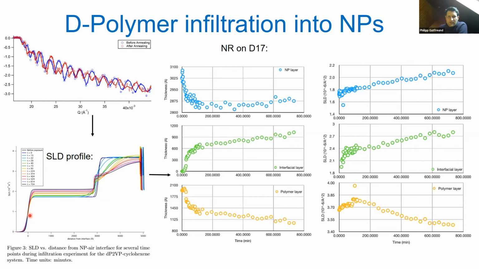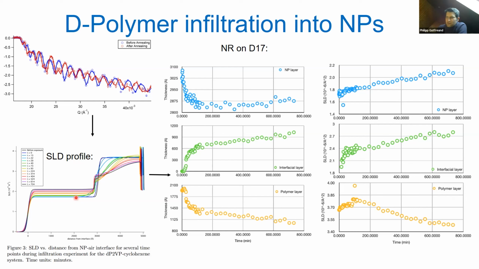We switch on the solvent vapor. This was cyclohexane vapor in this case. And then the nice stratified structure, which is the dark blue line here, which clearly shows 2 layers, nanoparticle and deuterated polymer, gets basically smeared out, and we get a gradient.